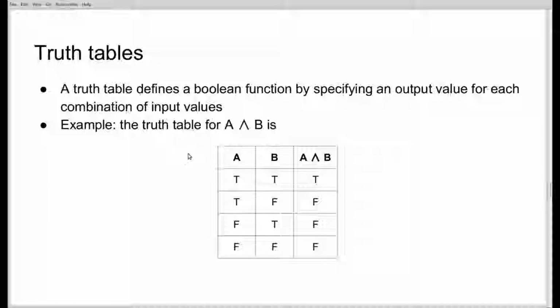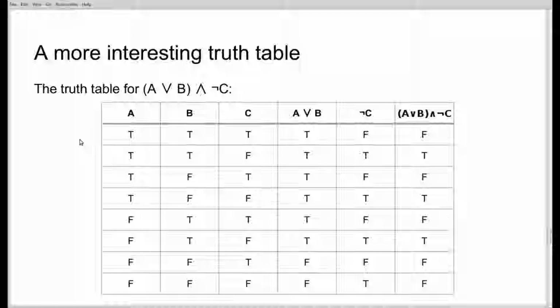So here's the truth table for a very simple function, A and B. What we see here in the truth table is, in this section, all of the possible combinations of the two inputs, A and B. And then in the last column, we have the output corresponding to each possible combination of input values. And if we look at a more interesting example of a truth table for a more interesting function, this is actually the function defined by the equation we talked about a moment ago.